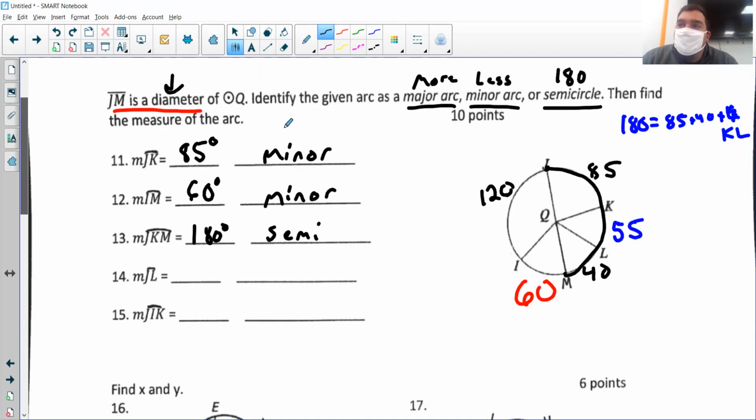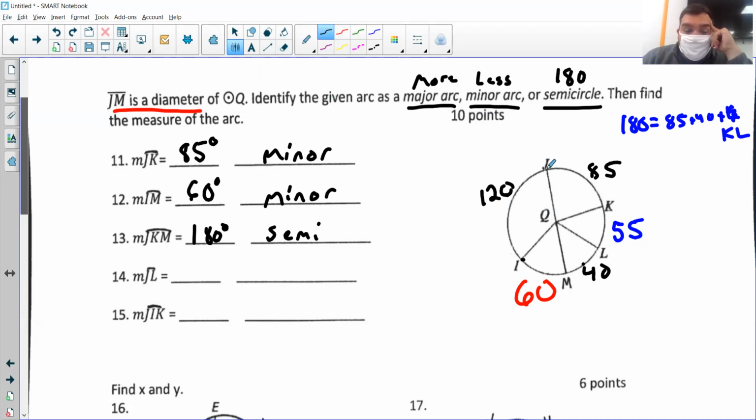Yeah, you have to pass by K. So that's what the K is for. But if it gave me a different one, it said JIM, I would go the other way. J, pass I to M. Gotcha. Okay. JM, they'll never do that. But if they did, it doesn't matter because it is a semicircle, no matter what direction.